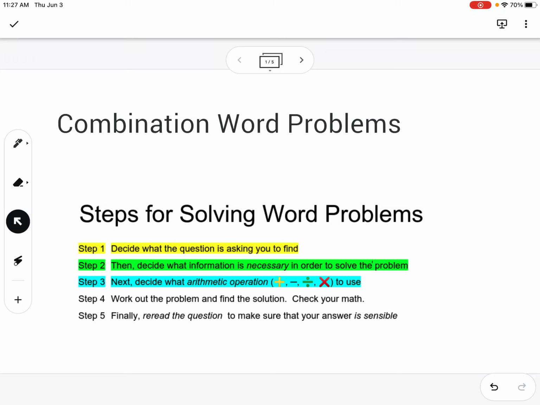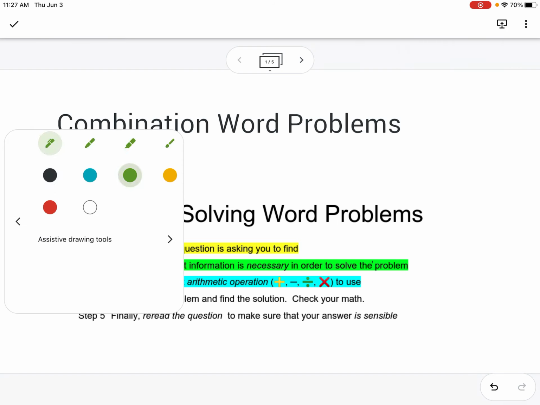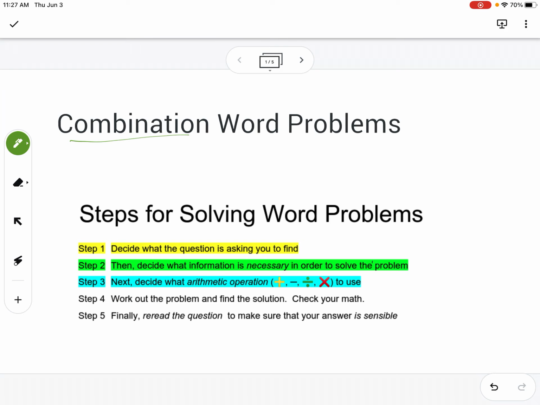Well, this is a video with a few strategies for how to solve combination word problems. Now, I'm using the word combination word problems. That's the word that's used in the books that we use at ESU. We could also call these multi-step word problems, multi meaning more than one. So these are word problems that require more than one step.